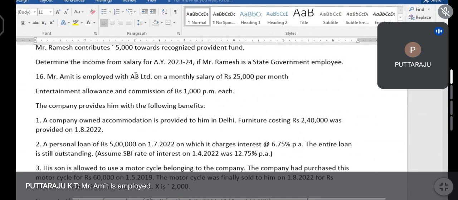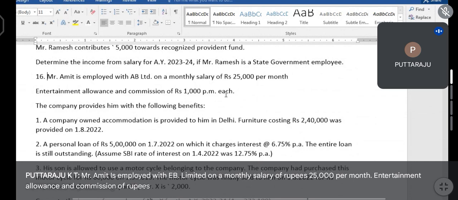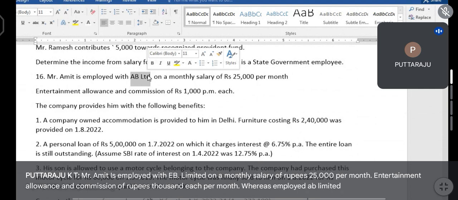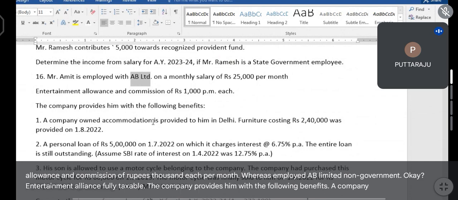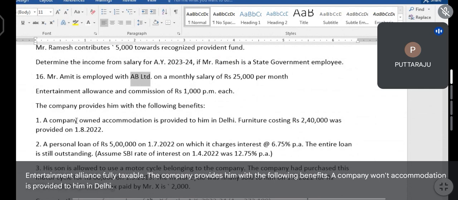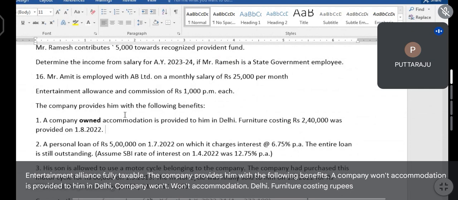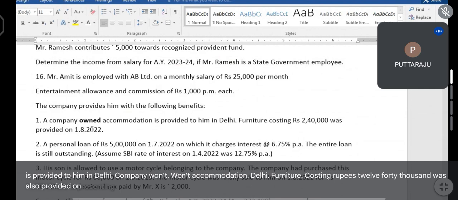He is employed with EAB Limited on a monthly salary of rupees 25,000 per month. Entertainment allowance and commission of rupees 1,000 each per month. Employed with EAB Limited, non-government, okay? Entertainment allowance fully taxable. The company provides him with the following benefits. A company-owned accommodation is provided to him in Delhi. Furniture costing rupees 2,40,000 was also provided on 1/8/22.